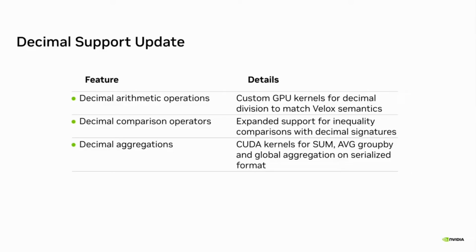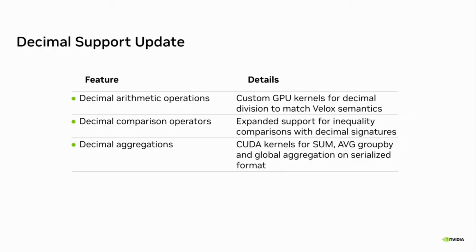Velox Kuriev now has comprehensive coverage for decimal inputs. We have decimal 64 and decimal 128 support for arithmetic operators, comparison operators, and aggregators. If the operands are of different scales, we have support for automatic scaling alignment. We also have custom GPU kernels for decimal division, since we need to match Velox semantics of half-up rounding. We similarly have expanded support for inequality comparisons with decimal input signatures.